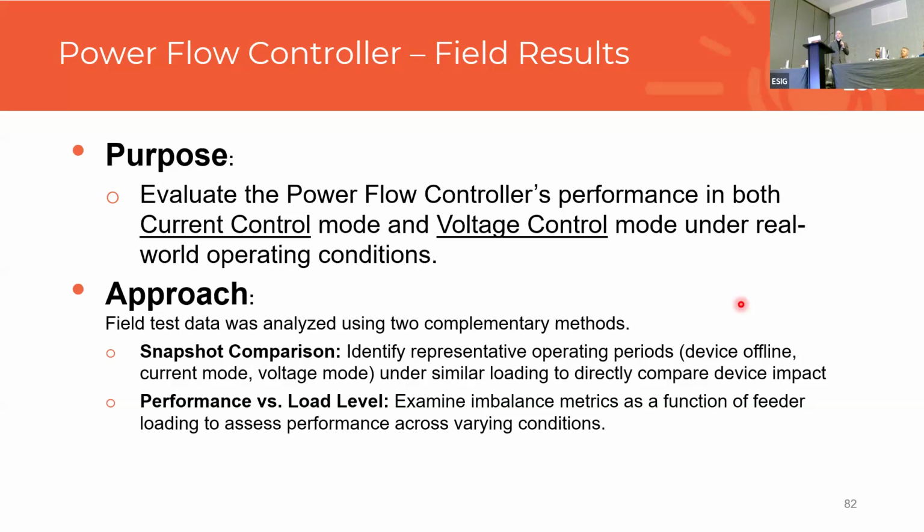And then we looked at this in two different ways, a snapshot comparison, and then performance based upon load level as well. So the snapshot's what you might expect. Took a snapshot of the system without the device, with the device in current control mode, and with the device in voltage control mode, and compared the performance. And then versus load level, you'll see there are graphs where we looked at a range of loading conditions and then looked at the performance under each of those loading conditions with a scatter plot.